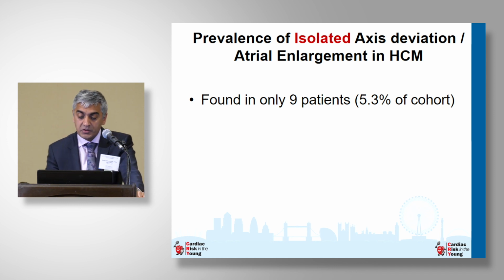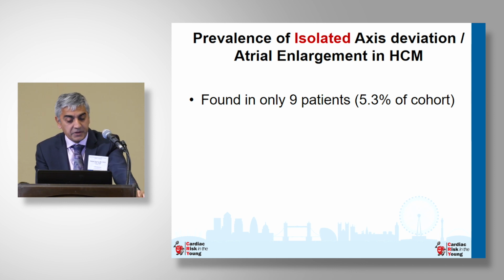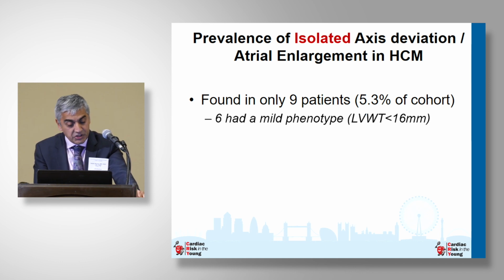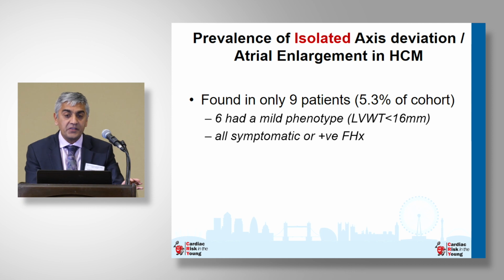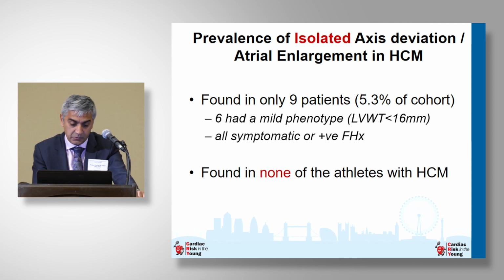So our conclusion, we then looked at the hypertrophic cardiomyopathy patients. We found axis deviation or atrial enlargement in only 9 patients. 6 had mild phenotype. All were symptomatic or had a family history. Remember, the ECG means nothing if someone's asymptomatic or has a family history of cardiomyopathy. We found axis deviation and atrial enlargement in none of our athletes with hypertrophic cardiomyopathy.